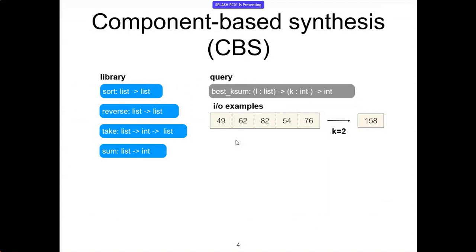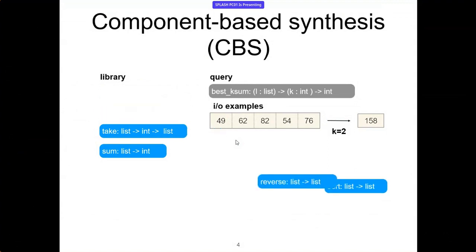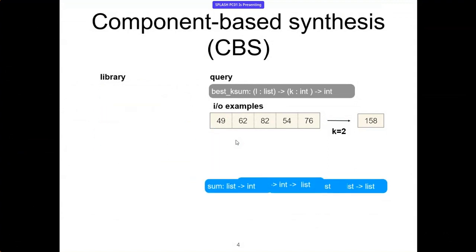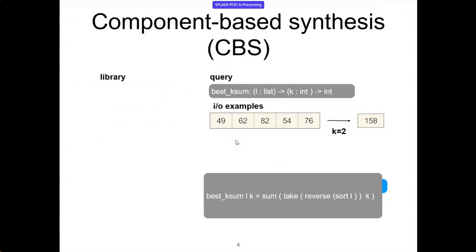A user typically provides a query, which could be a type signature. For example, here there's a query for finding the best case sum of a given list and k, and some set of input-output examples, or in some other works, you can also have other specifications. The component-based synthesis will rearrange these library functions in a meaningful way to find a solution to the query, that is, a function which has the same type signature as the query requires and satisfies the input-output examples. For example, here it very beautifully synthesizes this function.